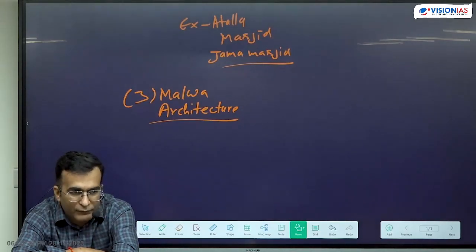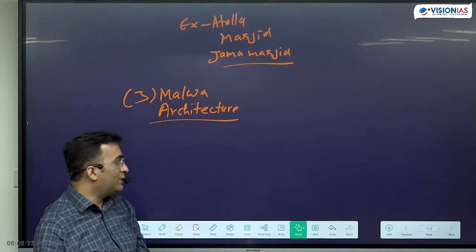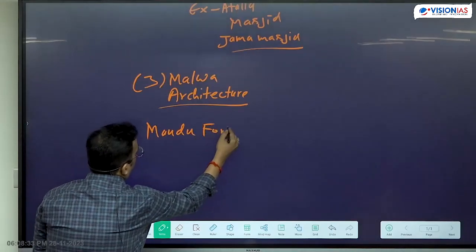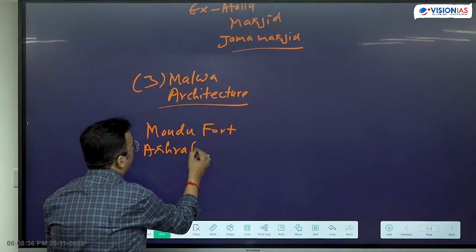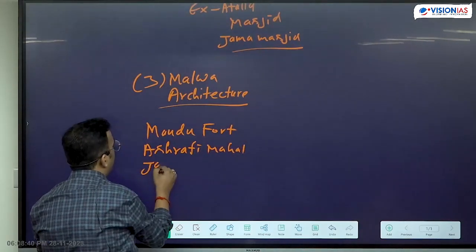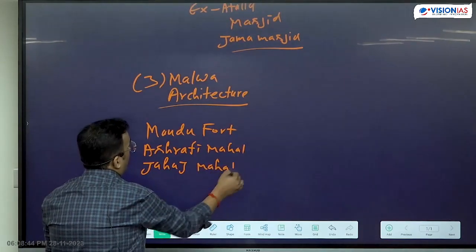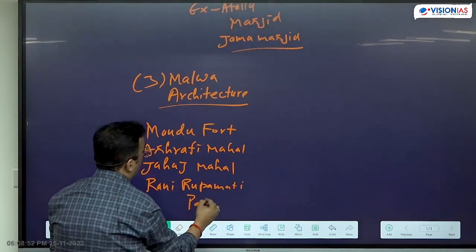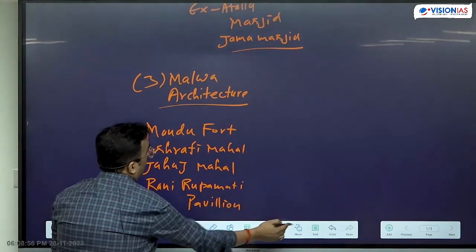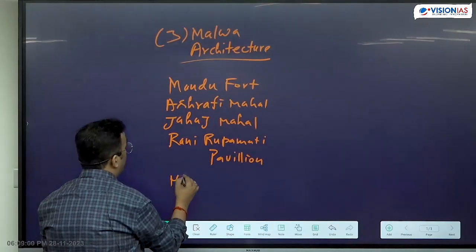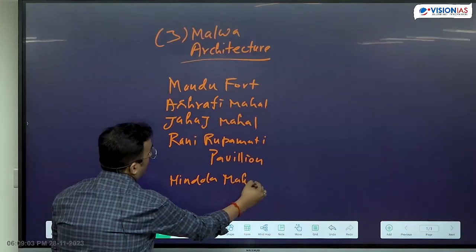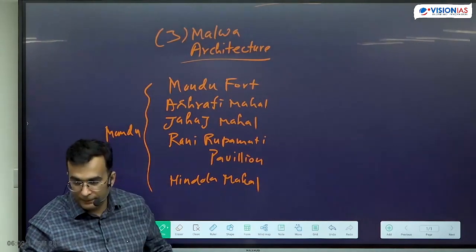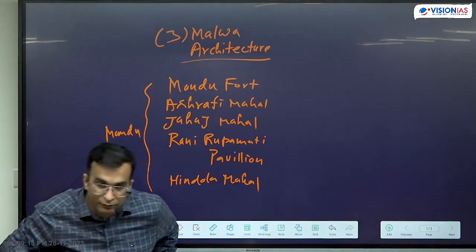Then, so mention some of the examples. So in example, you write Mandu Fort, Ashrafi Mahal, Jahaj Mahal, Rani Roopmati Pavilion, Hindola Mahal, etc. And all of them are in Mandu of Madhya Pradesh.